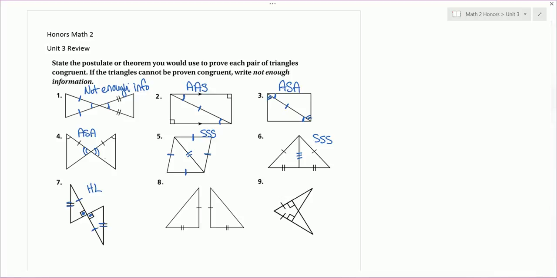On 8, we have a side corresponding with a side and another side corresponding with another side, but we know nothing about the third side and we know nothing about the angles. They look like they're congruent, but looks don't cut it here. So there's not enough information in 8.